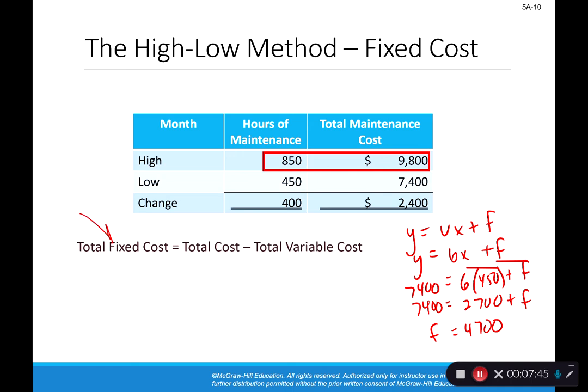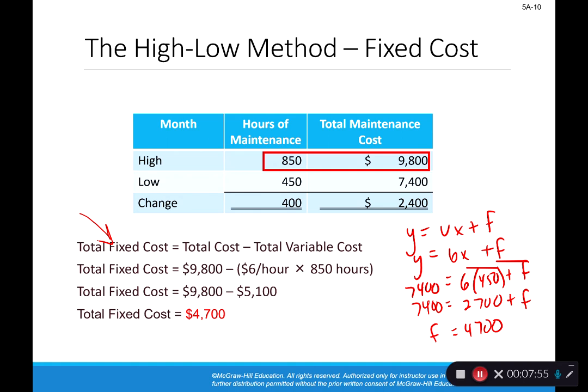They reformatted the cost equation to solve for fixed costs. I don't recommend you do that. It's another equation to learn. I don't see the point. But either way, whether you use the high data point or the low data point, whether you use this formula or my original Y equals Vx plus F, you end up getting your total fixed cost equal to 4,700.